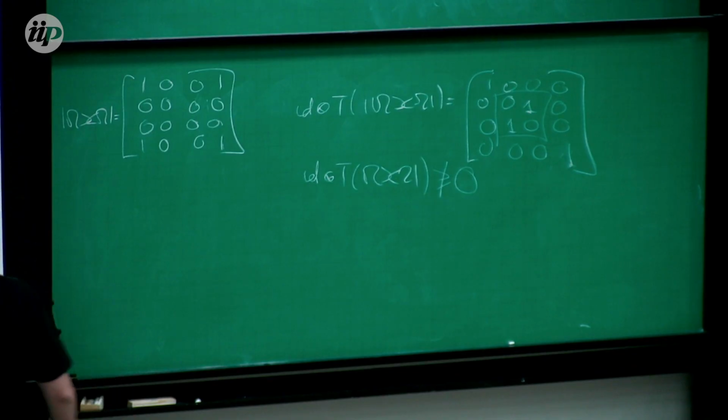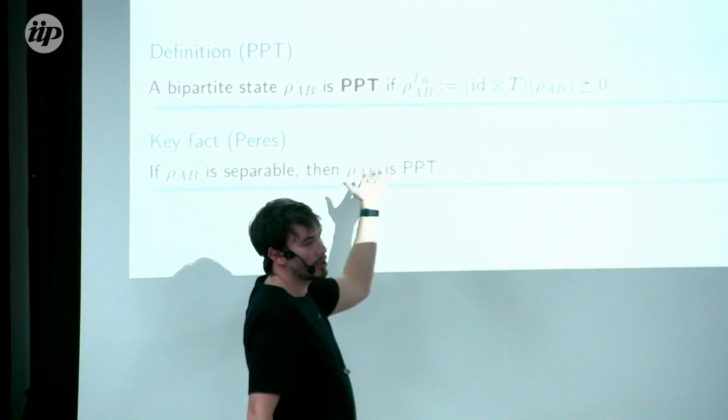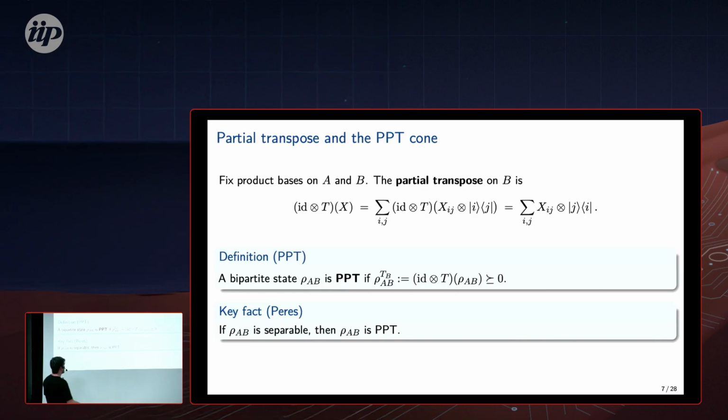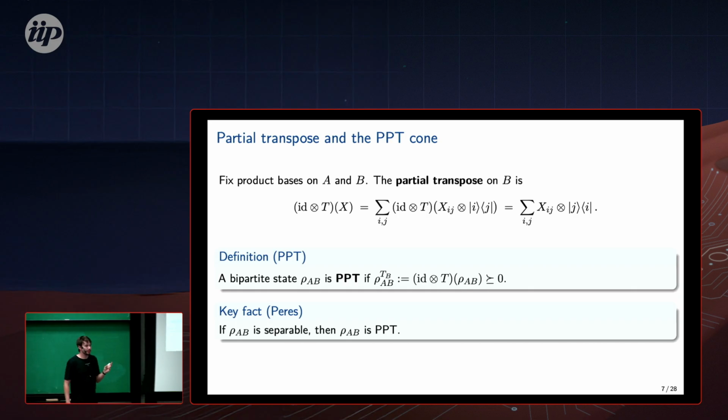You're right. So if rho AB is PPT, then we don't know much, right? But in the other direction, if rho AB is not PPT, it must be entangled. So it's not an equivalence, right? Other questions on this?